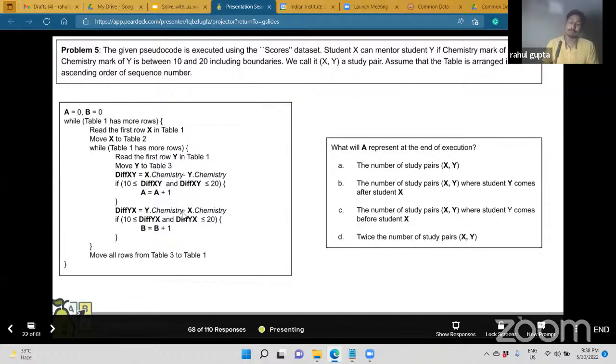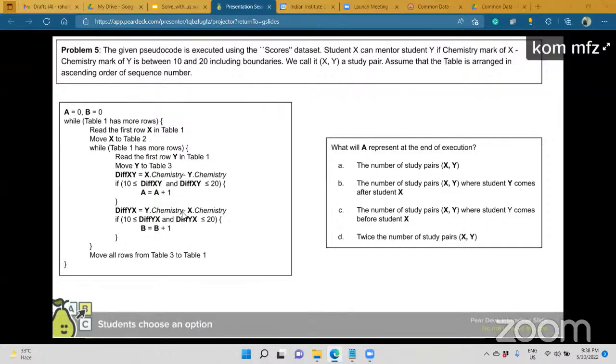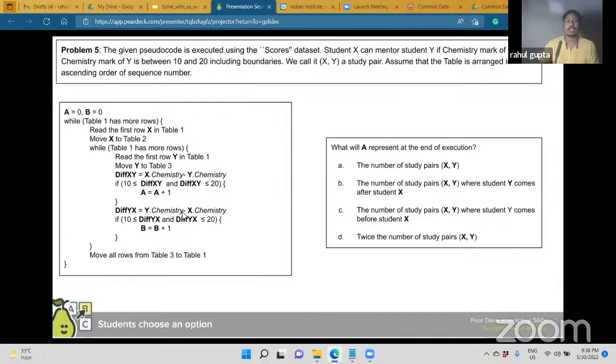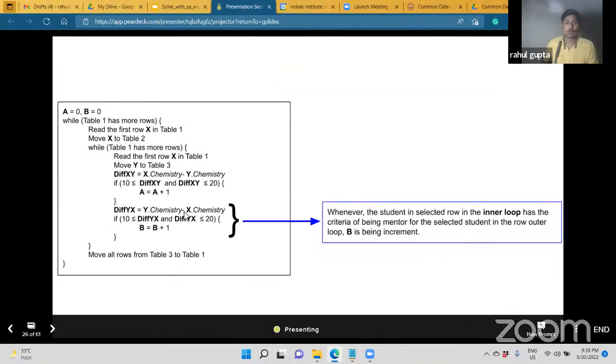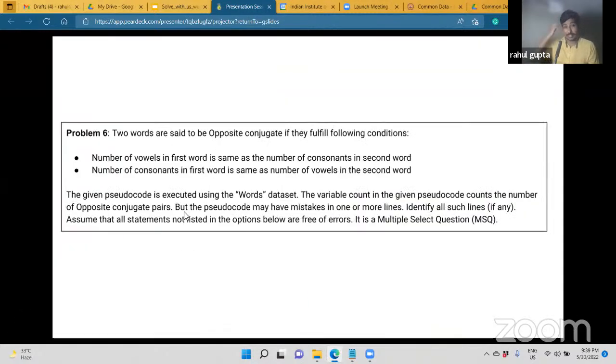I hope everyone is clear with this question, right? Yes, sir. We'll go to the next question. Read the question properly. We will go to the pseudocode later. Write it somewhere in short words if you want.